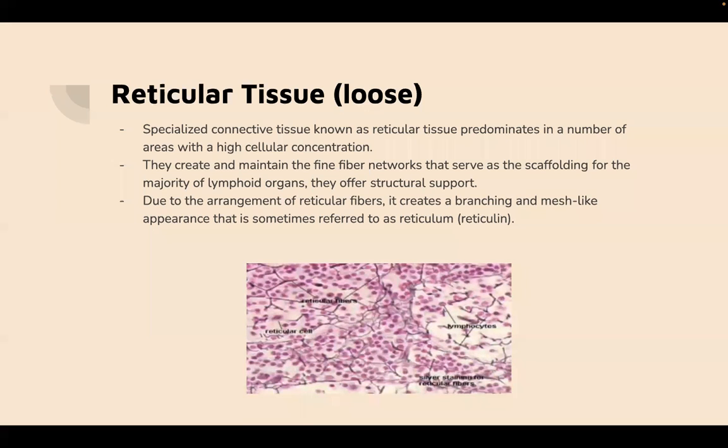So they specialize in connective tissues. It's a number of areas with a high cellular concentration. It creates and maintains the fine fiber networks that serve as the scaffolding for the majority of lymphoid organs, and they offer structural support, like I said earlier. And it can create branching and mesh-like appearances, like you can see in this picture. And that's why it's called a reticular tissue.